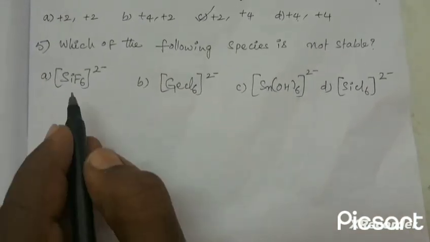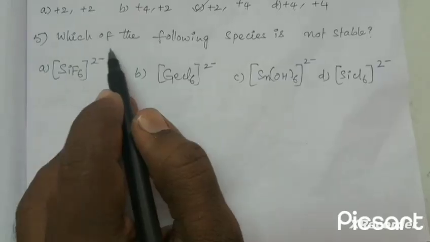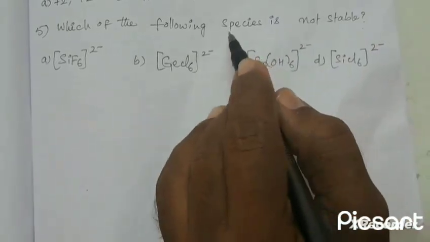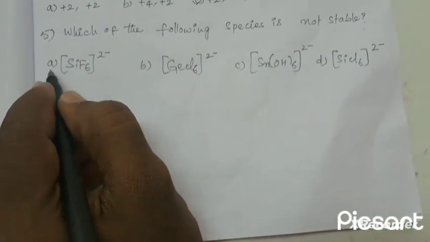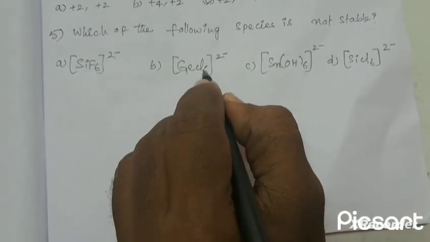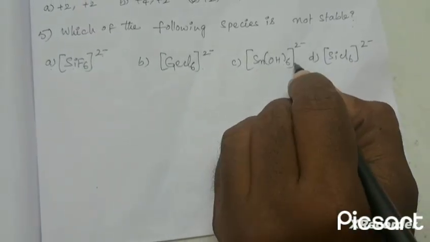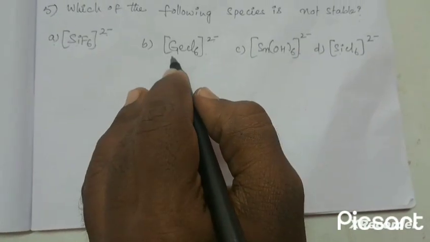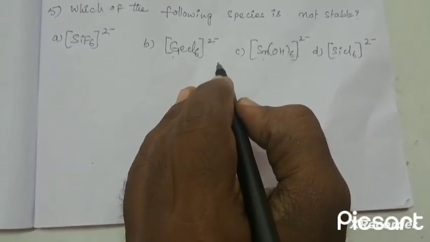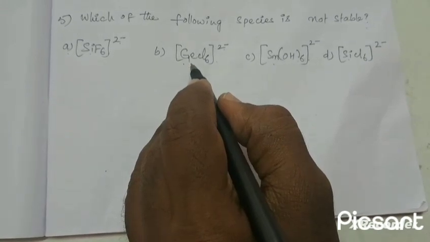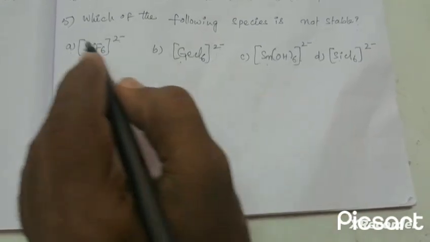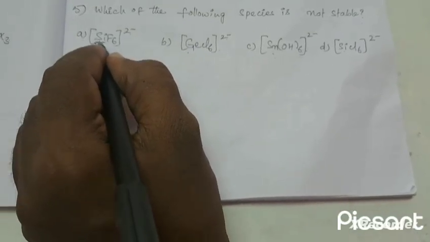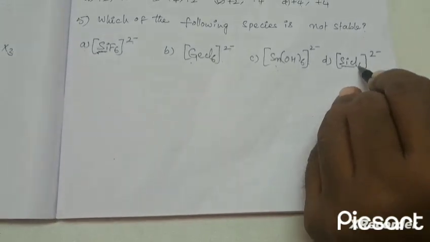Next, the last question: which of the following species is not stable? Here you can see SiF6 2-, GeCl6 2-, Sn(OH)6 2-, SiCl6 2-. Generally germanium and tin are the heavier elements and they can form octahedral complexes. But when we observe silicon, there is silicon hexafluoride and silicon hexachloride.